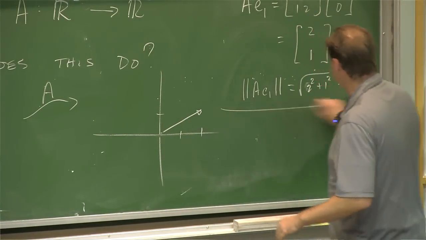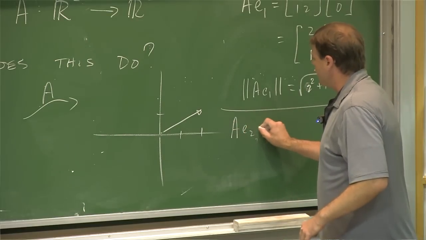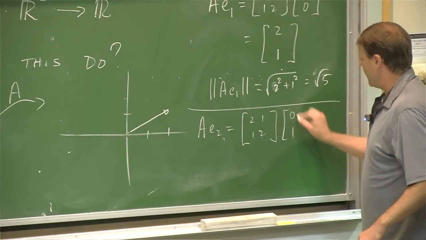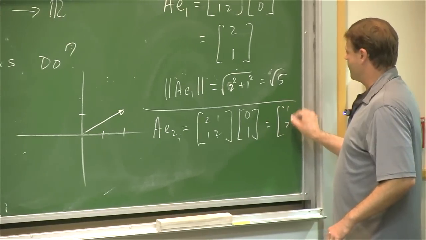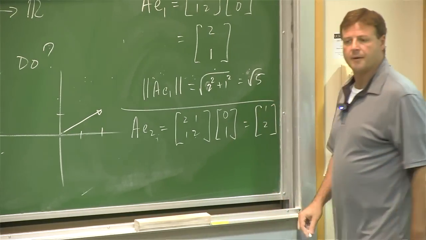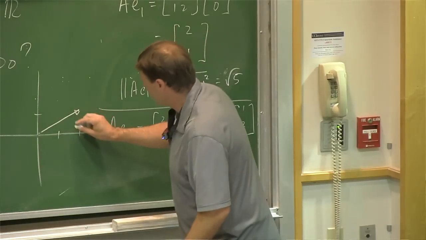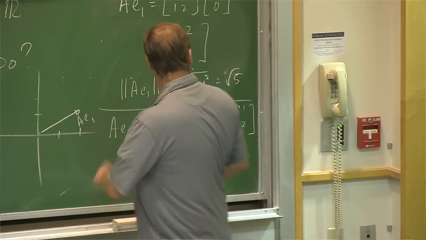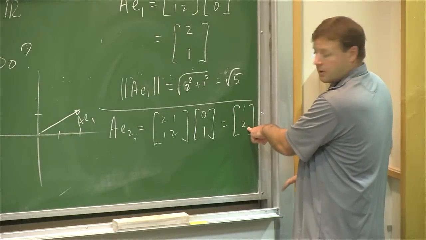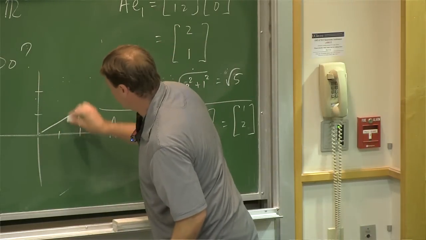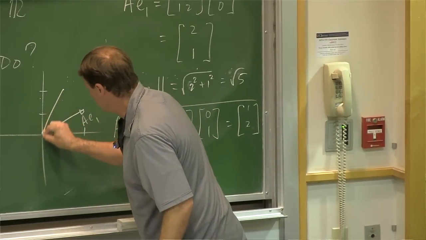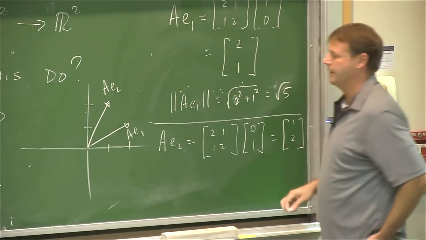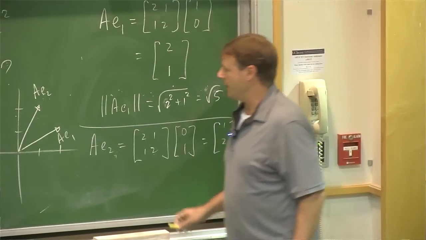Let's take a look at the other one. If I have AE2, then that's 2, 1, 1, 2 times 0, 1. That's going to be 1, 2. Okay, so this is AE1, and then we get 1, 2. That's here. That's AE2. I'll make those yellow.